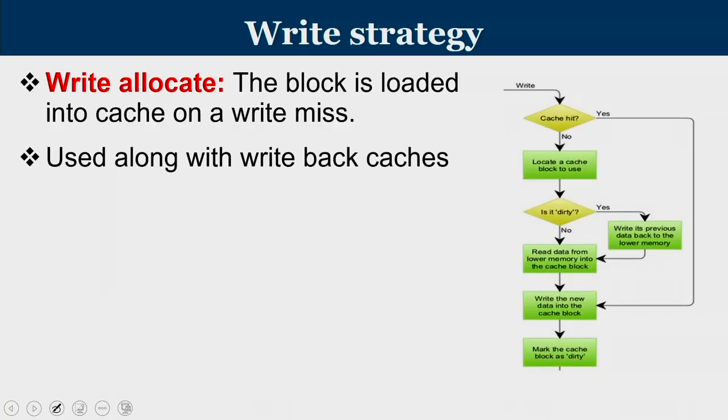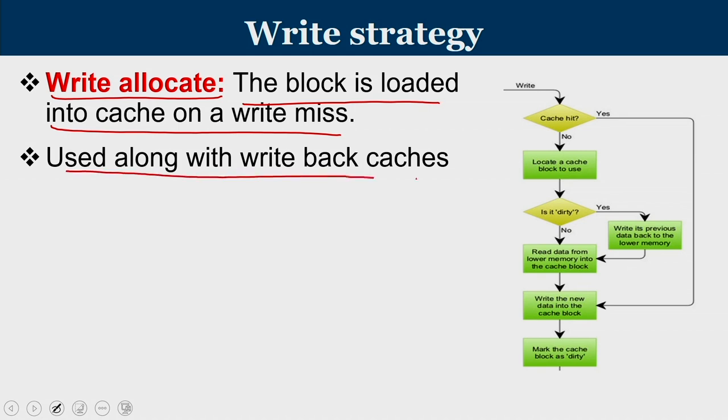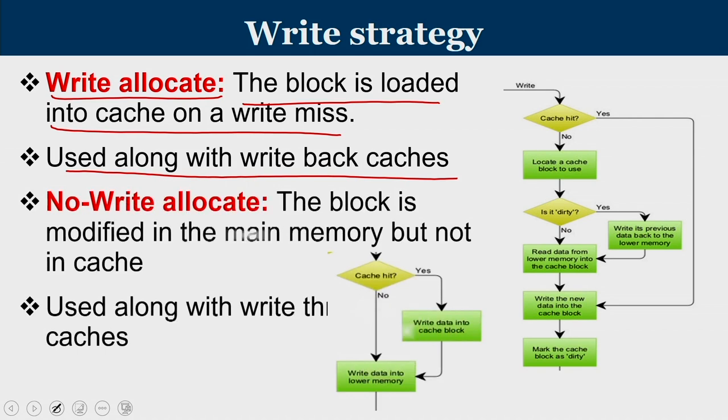Now, coming to write strategy, you have write allocate caches. When there is a write miss, the block is loaded into the cache on a write miss. So, when a block encounters a write miss, bring the block from the main memory and assign a space in the cache. During that process, you may evict somebody, and then you perform the write. Generally, these write allocate caches are used along with write back caches.